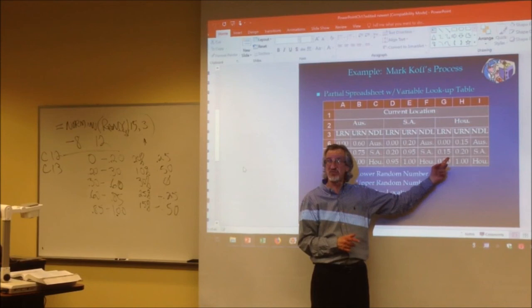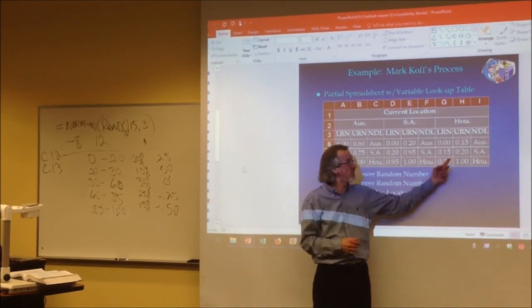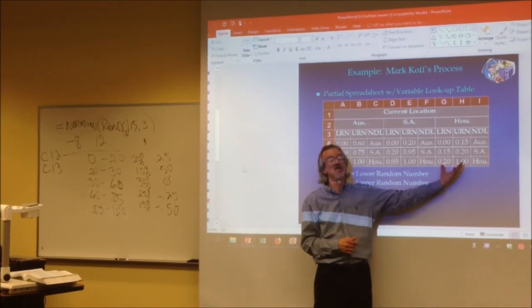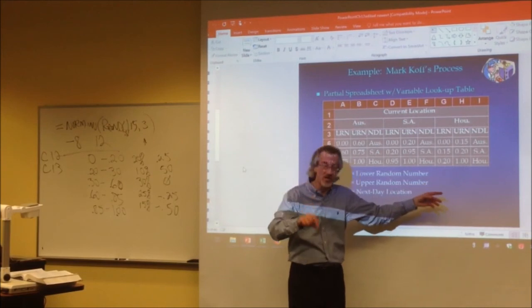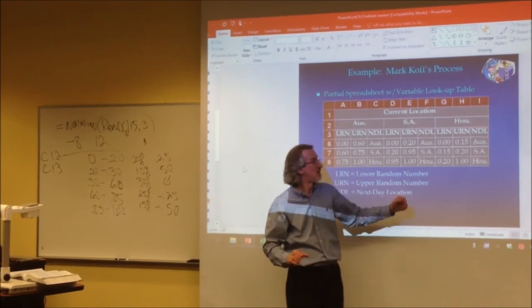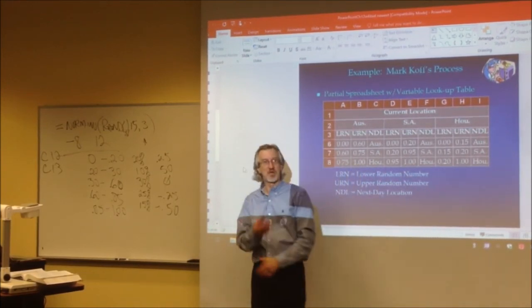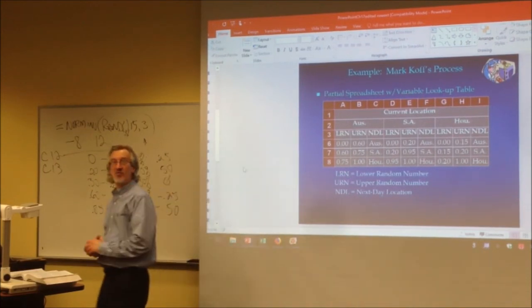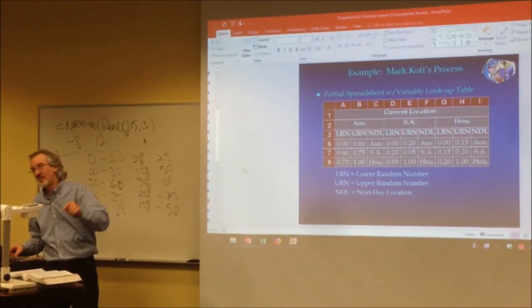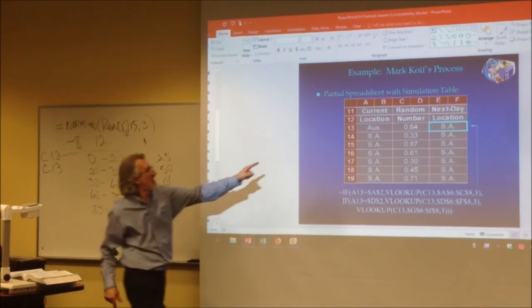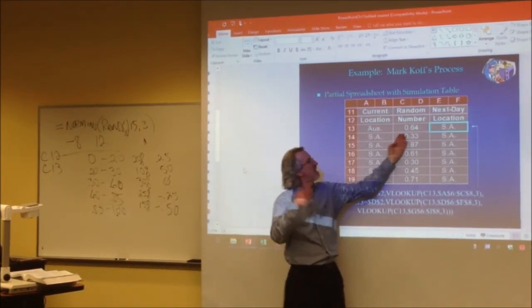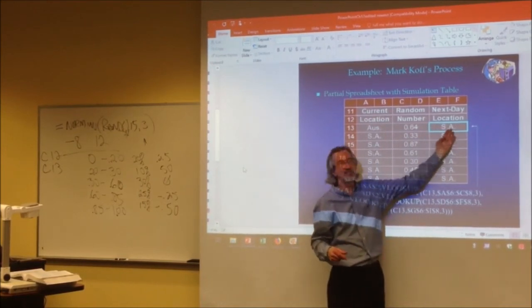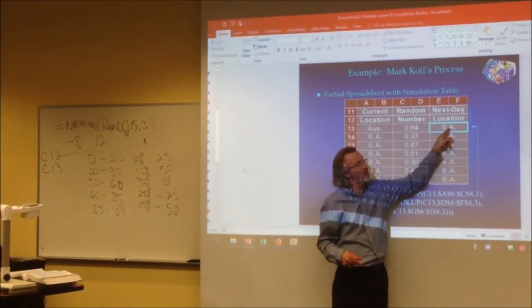Okay, let's do the first part. Equals VLOOKUP, parenthesis. What's next? RAND, parenthesis, parenthesis, comma, what then? G6, but dollar signs, of course. Colon, then what? I8, comma, 3, parenthesis. You got it. Now, here, we're at this spot right here. Current location, we're in Austin. Random number 64. Next day, we're in San Antonio. How did it do that?